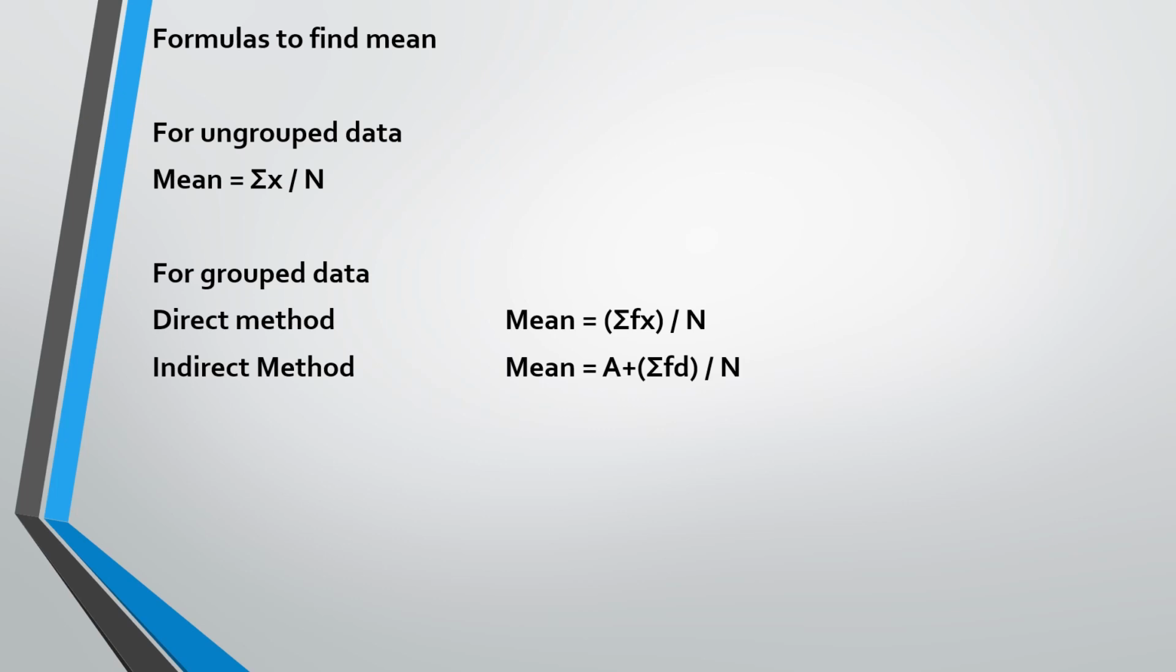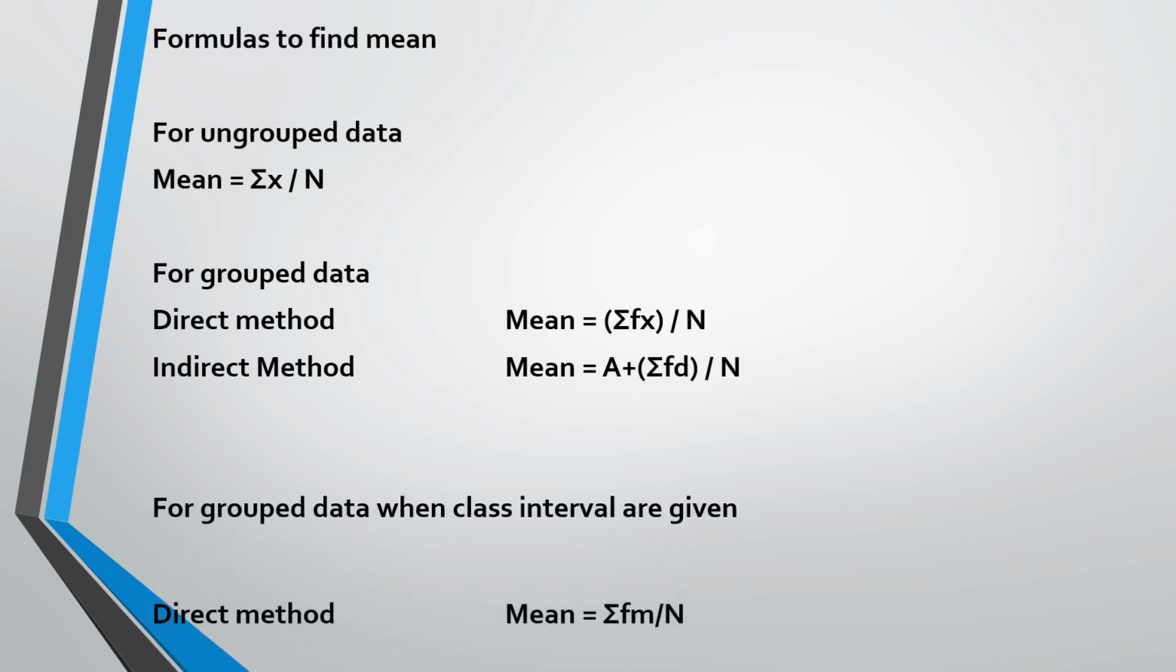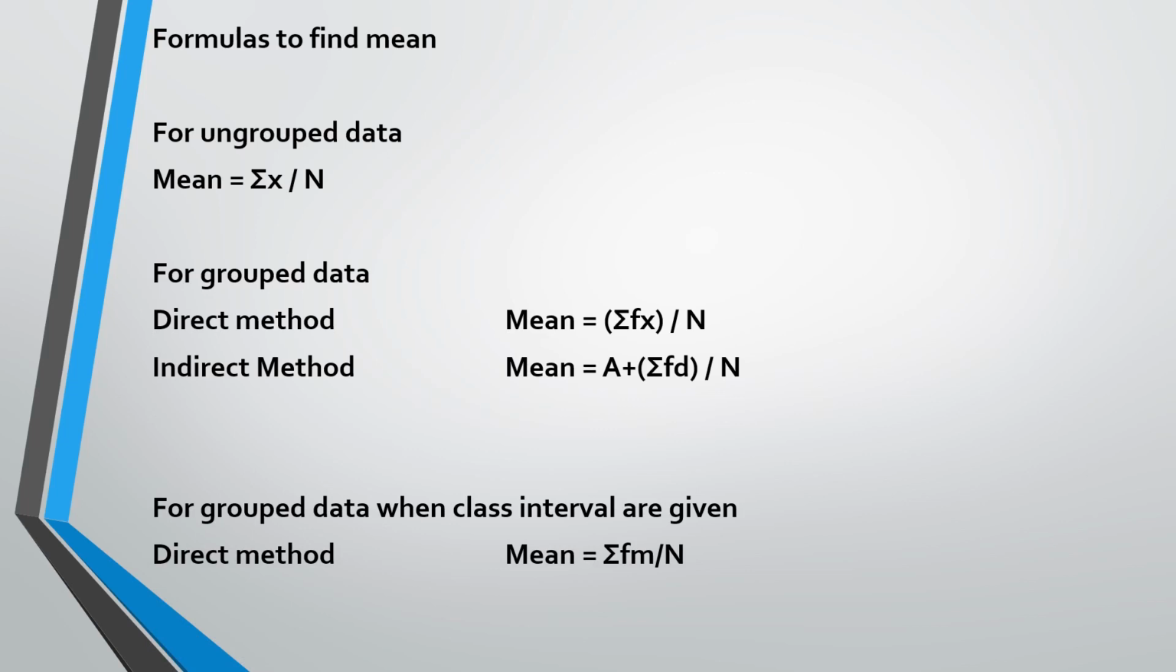Then even in the case of grouped data, if the class intervals have been given, then the formula by using the direct method is mean equals summation of fm divided by n, where summation of fm is nothing but the sum of the product of frequencies and the midpoint, divided by n. N is the sum of the frequencies.